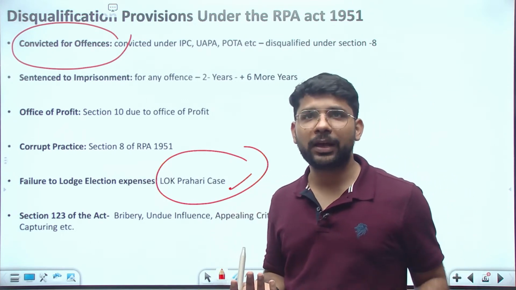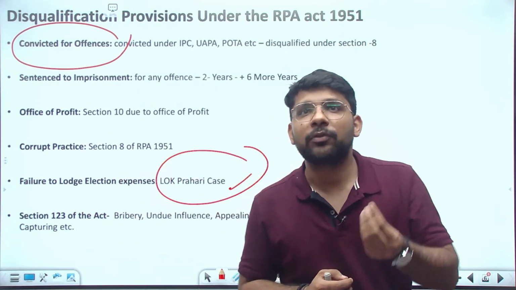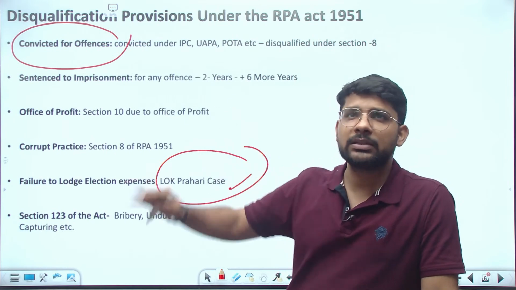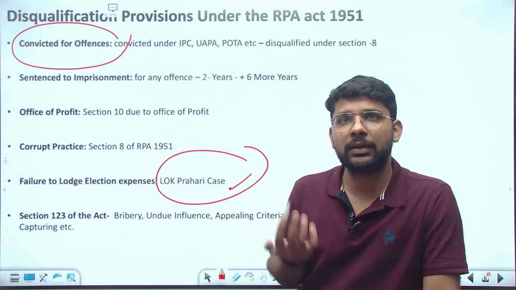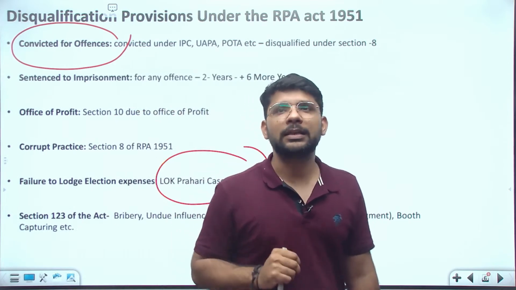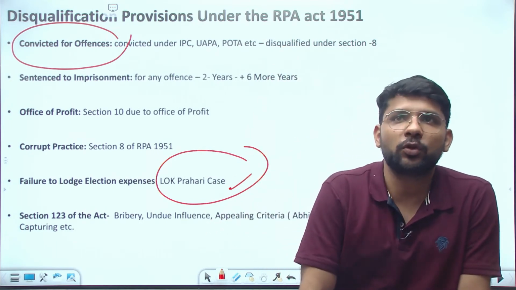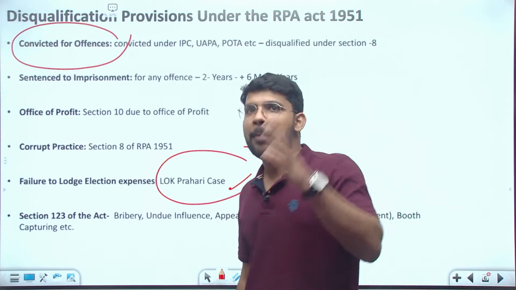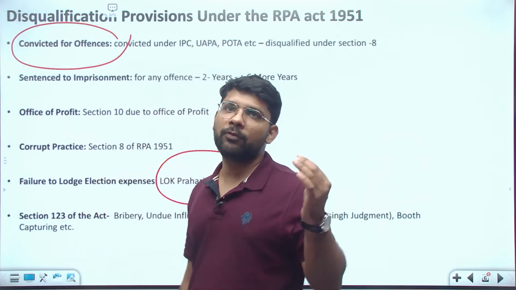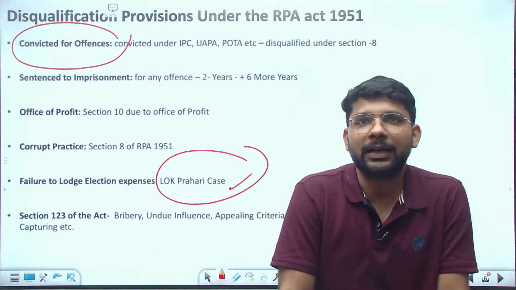Then Section 123 of the Representation of the People Act: if somebody is found guilty of bribery, undue influence on any of the voters, or appealing on the basis of casteism, SC/ST related, or booth capturing, then it is at the discretion of the Election Commission of India that he or she can be disqualified. So these are some of the provisions under the Representation of the People Act 1951 under which an MP and MLA can be disqualified. And a disqualification term is given: if any MP or MLA gets a term of 2 years, then for the next 6 years he cannot fight the election.